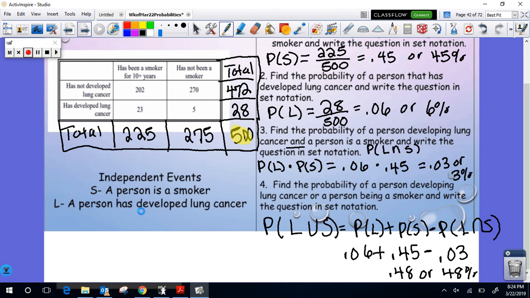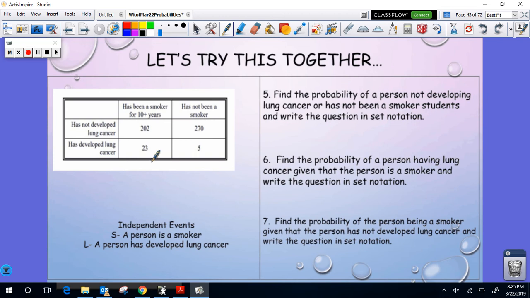I'm going to go to the next page and use the same information. These questions are continued. So this is 272, 28. I'm just getting my total boxes on this one too. If you're given a two-way frequency table and you're not given totals, then you put the totals there.